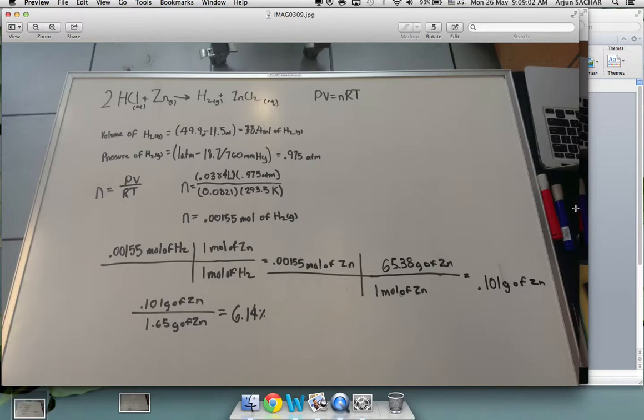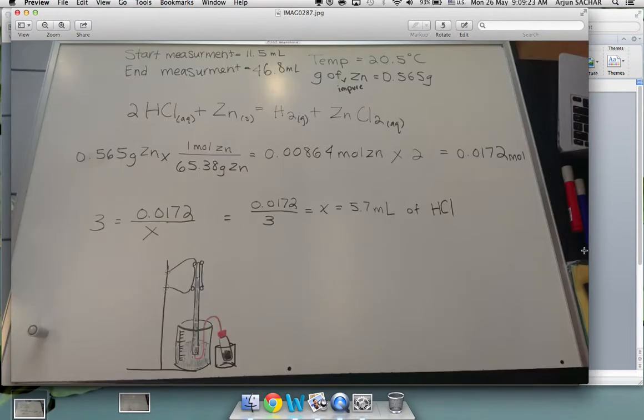And one thing that you could do wrong in this lab, which we did at first, was we had too much zinc, so therefore we put in too much HCl, and the reaction created so much H2 gas that there was no water left to calculate the theoretical yield. And did we miss anything?